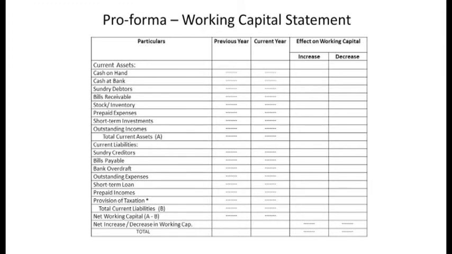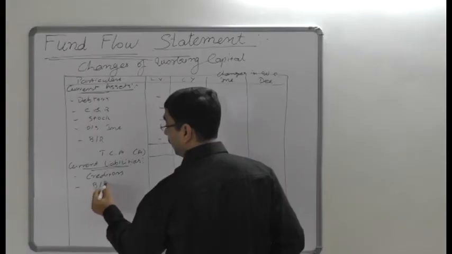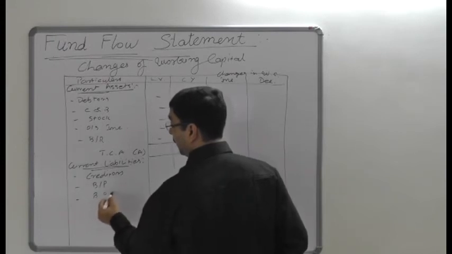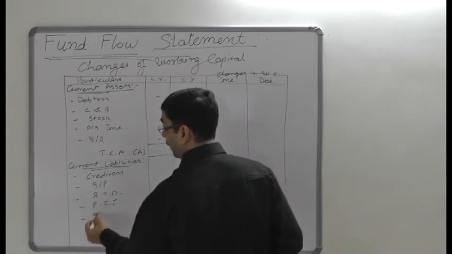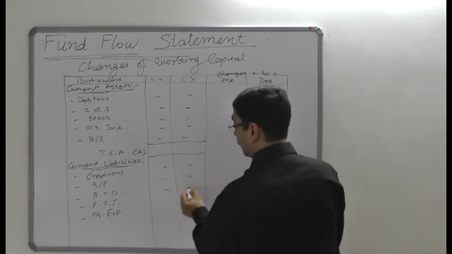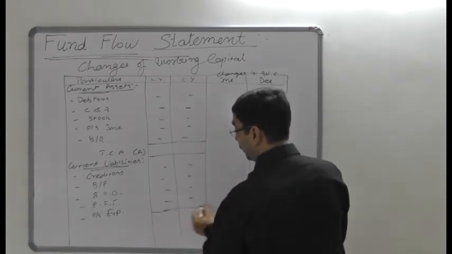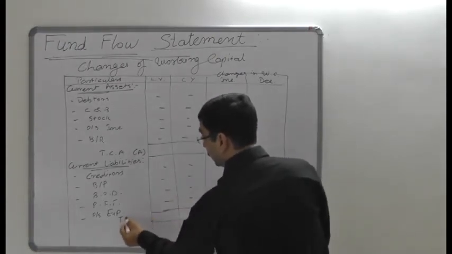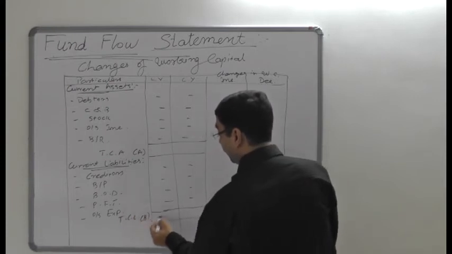Then current liabilities. Under the heading of current liabilities: creditors, bills payable, bank overdraft, provision for taxation, any outstanding expenses, etc. are going to be recorded for both the years. That is total current liabilities.